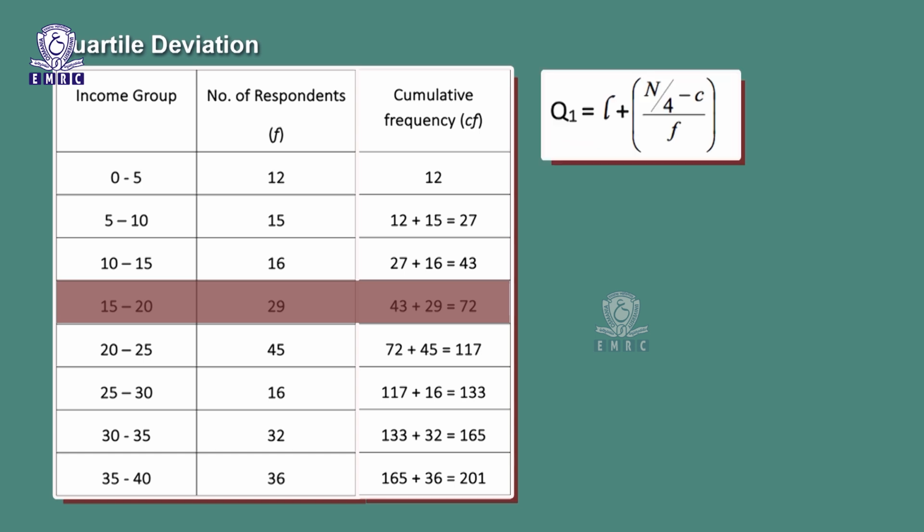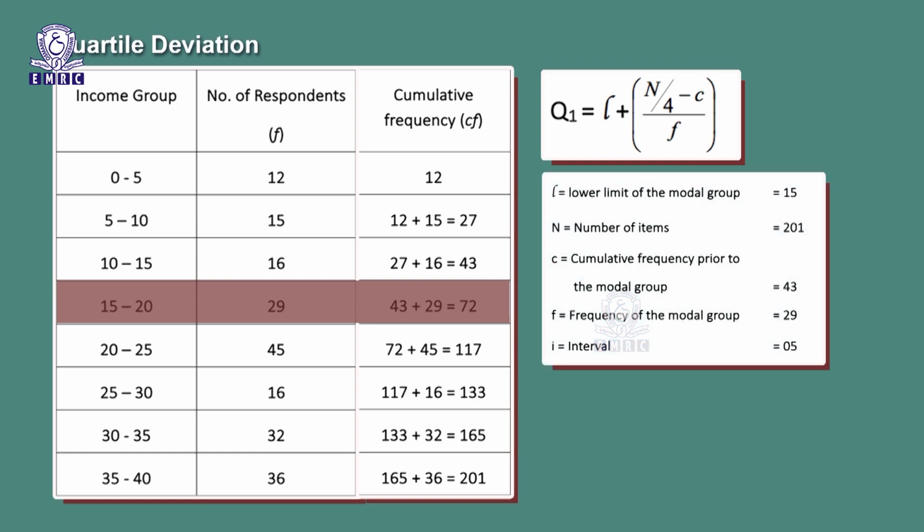The formula to calculate Q1 is equal to L plus (N by 4 minus C) divided by F, where L stands for lower limit of the model group, which is 15, N is equal to number of items, which is equal to 201, C is equal to cumulative frequency prior to the model group, which is 43, and F is nothing but frequency of the model group, which is 29, and I stands for interval, that is 5.